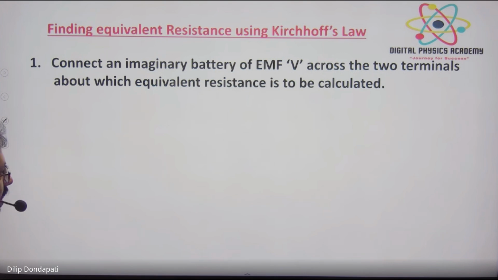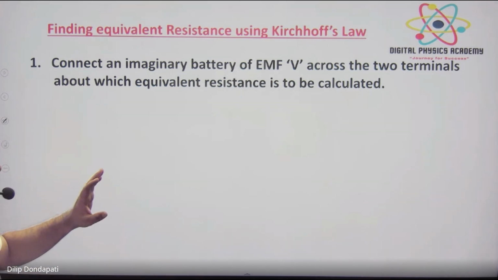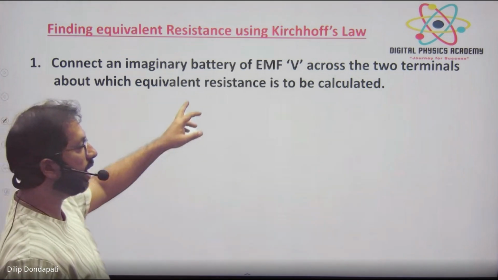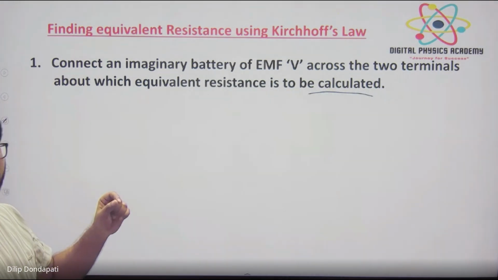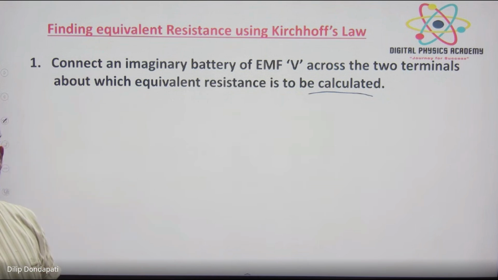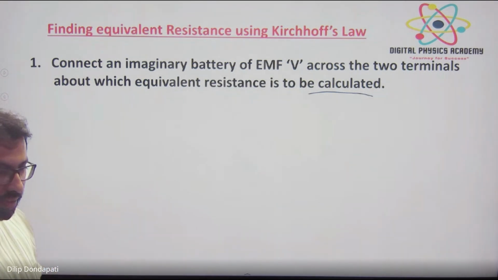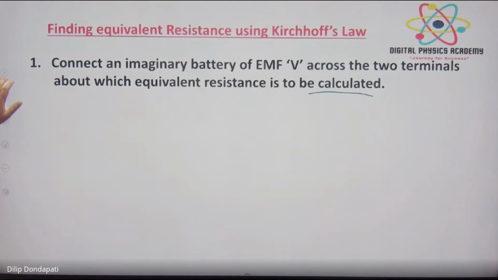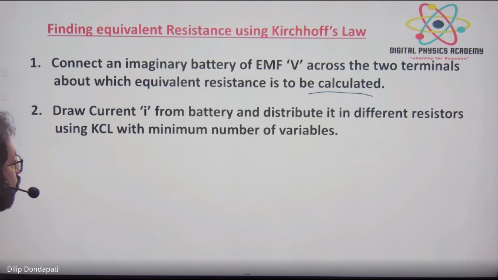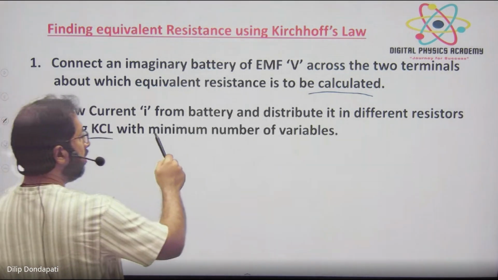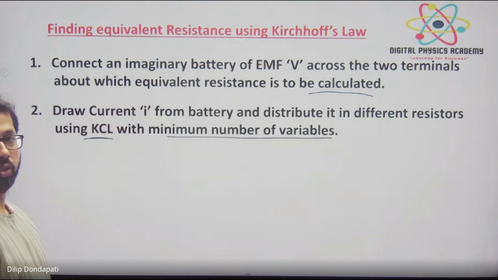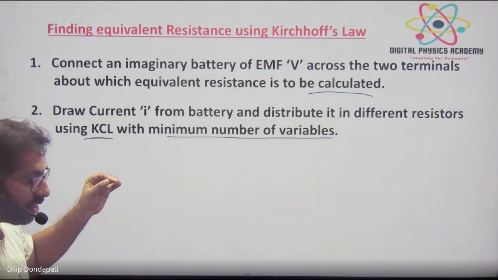Step one: connect an imaginary battery of EMF V across the two terminals about which the equivalent resistance is to be calculated. Wherever we want to calculate the R equivalent, we have to connect a battery. Second step: draw current I from the battery and distribute it in different resistors using KCL, Kirchhoff current law, with the minimum number of variables.